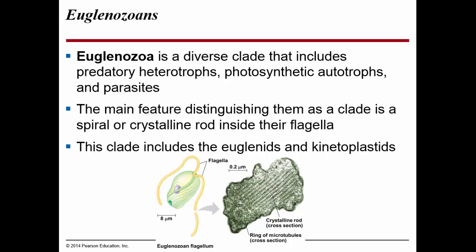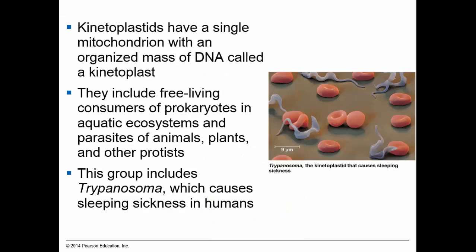Another group within the euglenozoa is called the kinetoplastids. Okay, the kinetoplastids have a very strange shape. These funny squiggly things here are the kinetoplastids that cause a disease called sleeping sickness. Although a number of kinetoplastids are also free-living and harmless. Kinetoplastids have a single very large mitochondrion with a very extensive organized mass of DNA.